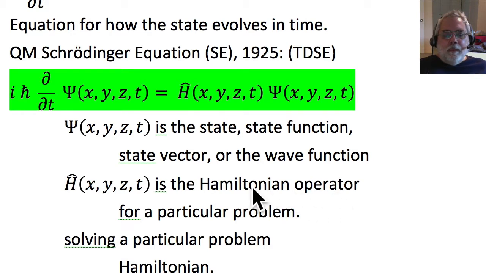So for a particular problem, we develop the correct Hamiltonian for a particular problem. The Hamiltonian involves kinetic energy and potential energy, which is different for different problems. So there's not one Hamiltonian. For any problem that we're working on, we have to develop the correct Hamiltonian.